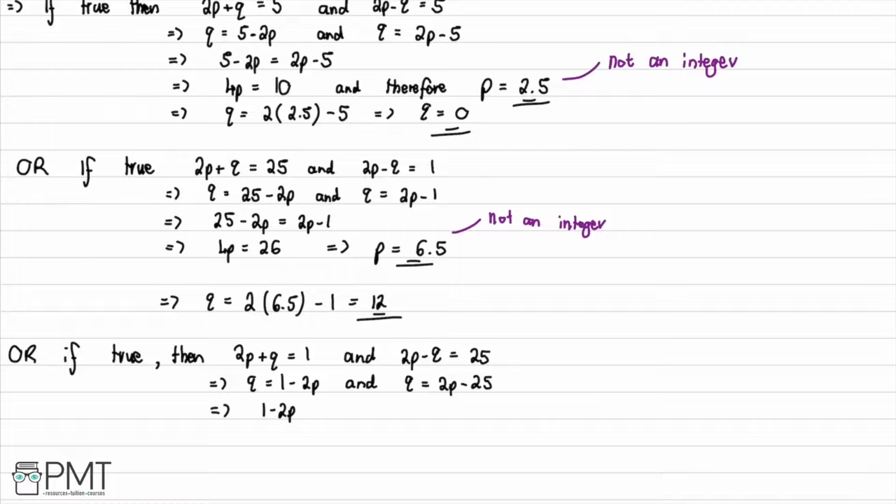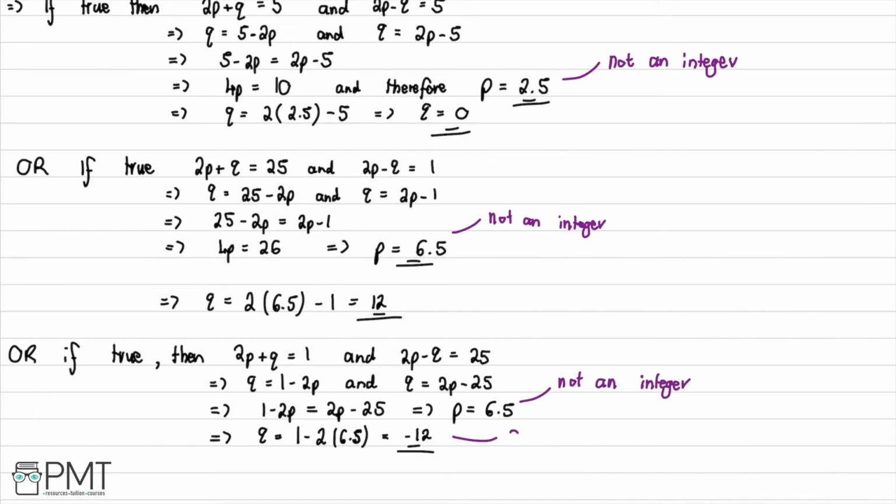So we'll have that 1 minus 2p is going to be equal to 2p minus 25. This actually works out the same as last time, and we have that p is equal to 6.5. Then the only difference here is we're then going to work out q. So we have that q is equal to 1 minus 2 lots of p, which is 6.5. Then this time, if we put this into our calculator, this comes out as 1 minus 13, which is negative 12. But we can say here that this is not going to be valid because A, this is not an integer, and B, q is not positive. Because remember in the question, we're told that p and q are positive, so q is not positive.